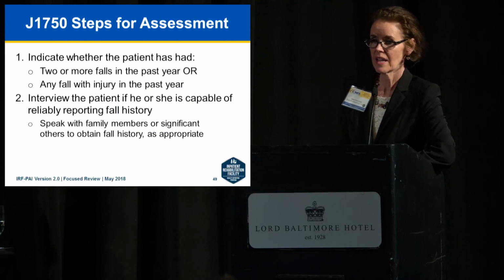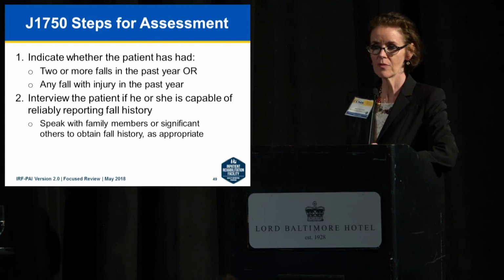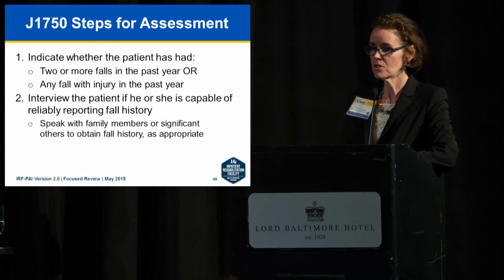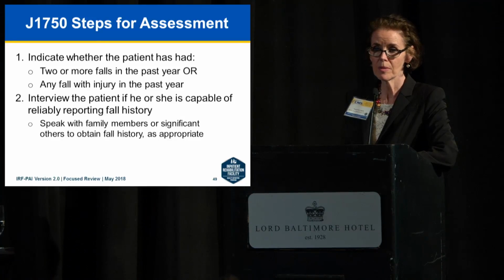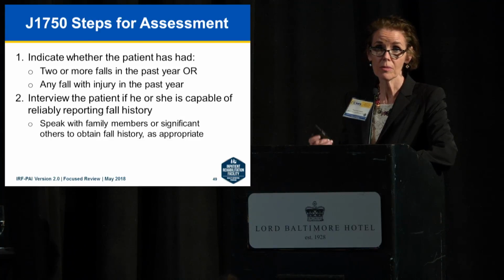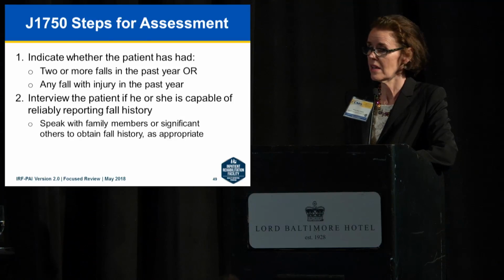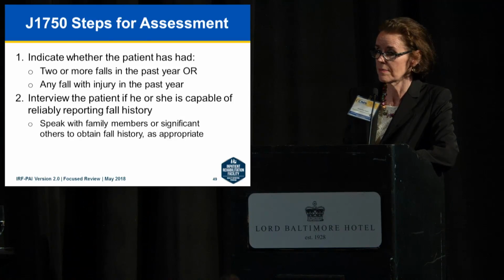So you want to indicate whether the patient has had 2 or more falls in the past year, or just 1 fall if it had an injury. You're going to interview the patient if they're able to speak with you, or you could talk with family members or significant others to obtain a fall history. For some of our patients, that's why they're coming in to the IRF, right? They fell, they got a subdural, maybe they fell and had a hip fracture. So we know they've had at least 1 as a result of that incident.